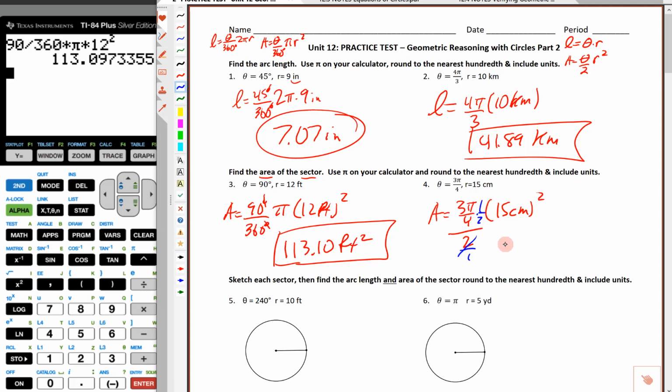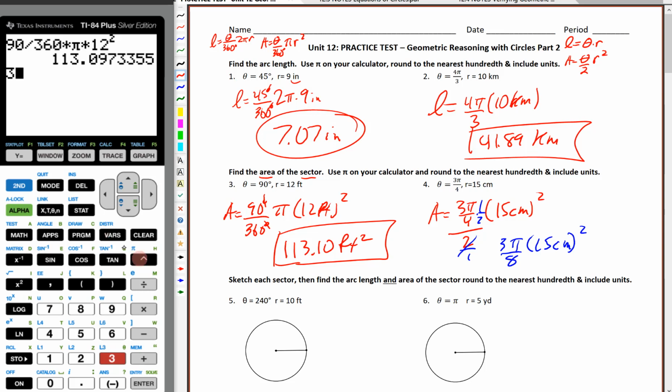So I'm going to rewrite this as 3 pi eighths and then 15 centimeters on the inside, and then we're going to square that. So you'll notice if I do half of 3 pi fourths, that would be 3 pi eighths. Okay, if you cut fourths in half, you get eighths. So I'm going to type this in. I'm going to do 3 times pi, and then we're going to divide by 8, and then I'm going to times that by 15, and we're going to square that.